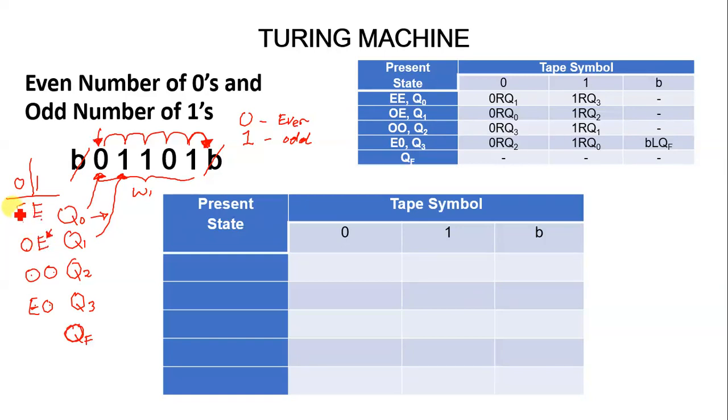So we will design our transition table that contains this status for Q0, Q1, Q2, and Q3.